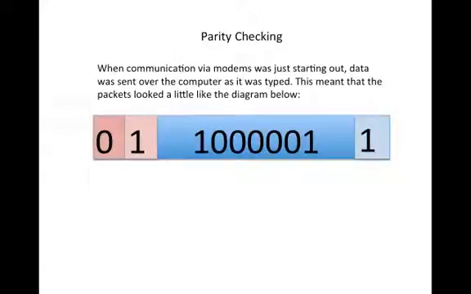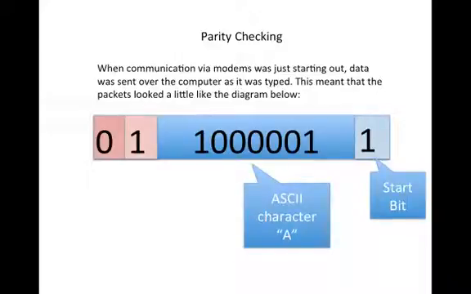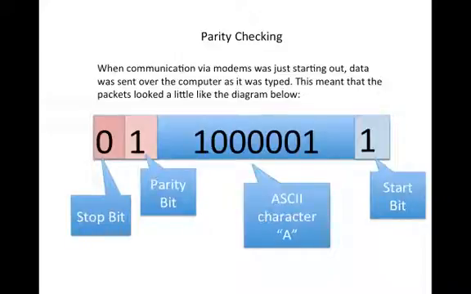Parity checking. When communications via modems was just starting out, back in the late 70s and early 80s, data was sent over the computer as it was typed. So when you press the letter A, the code related to the letter A will be sent to the receiving computer straight away. The packets look a little bit like the diagram below. So we've got our start bit, our ASCII character letter A, our parity bit, and our stop bit. And as you can see, the data packet is about 10 bits long.